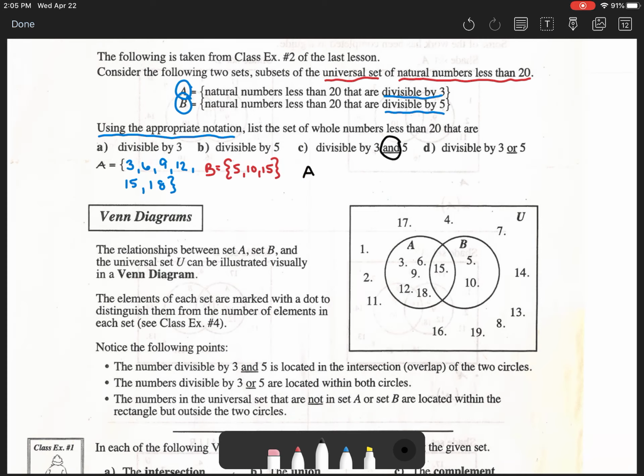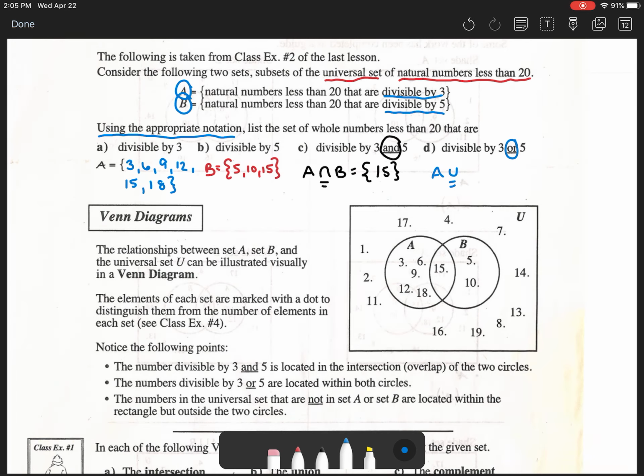In the third one, now divisible by 3 and 5. Those numbers, when they use the word and, have to belong to both groups. So it would look like this: A, there's the symbol for and, B. That's the appropriate way to notate it. So A and B is equal to, and the only number that belongs to both groups is the number 15. So that's it.